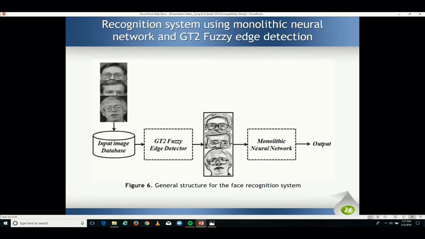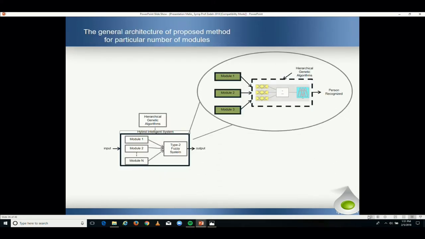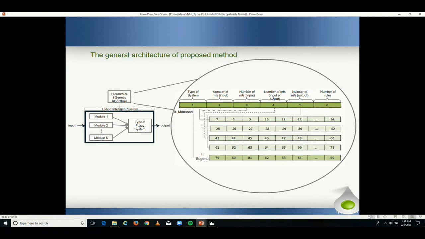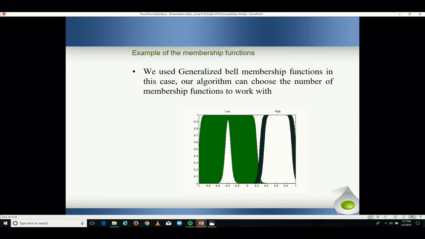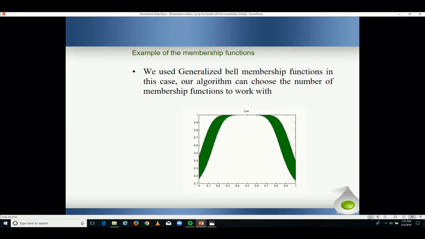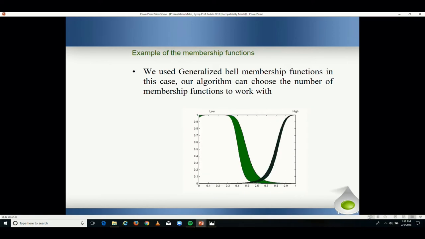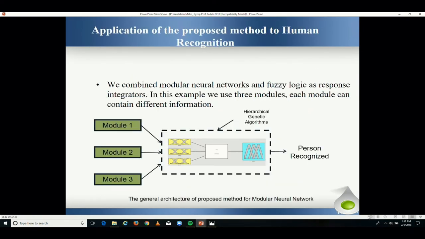And this is the form in which we are doing the construction with a hierarchical genetic algorithm to build the correct system architecture, having different types of membership functions, generalized membership functions, to construct automatically the best Type-2 fuzzy inference system. Like this, and having here the integrated system for making the decision depending on the different responses of the modules.